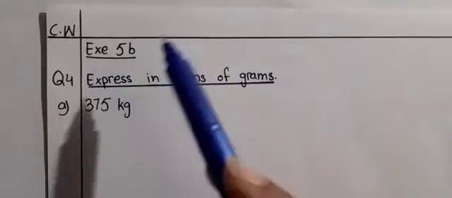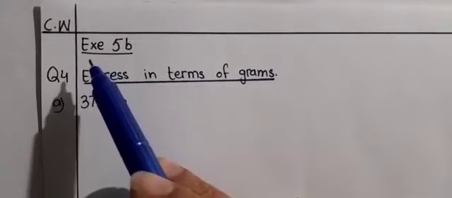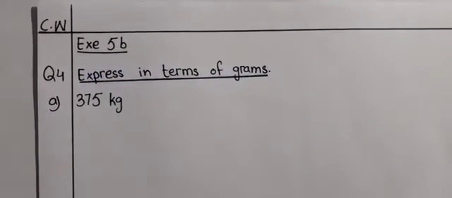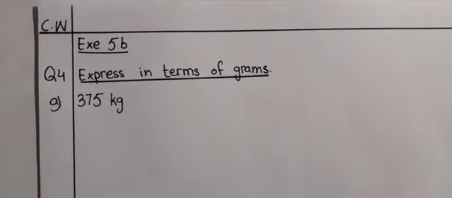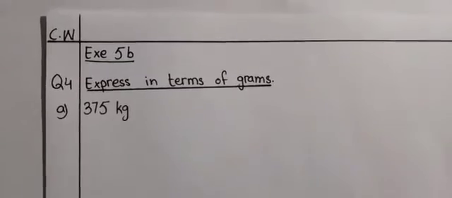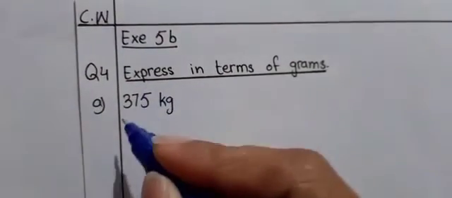Boys, after doing the activity and writing the units, we will move toward exercise 5b, and question number 4 is express in terms of grams. What we have to do is express these questions that have kg in terms of grams. So now you can see boys, it is 375 kg.